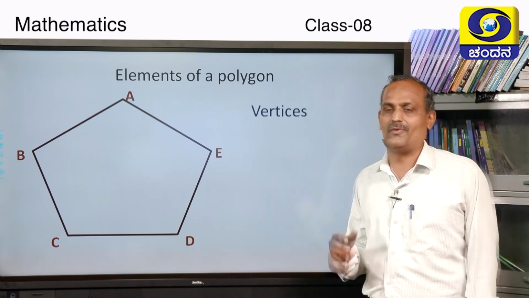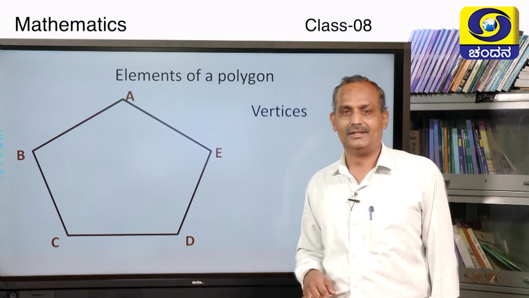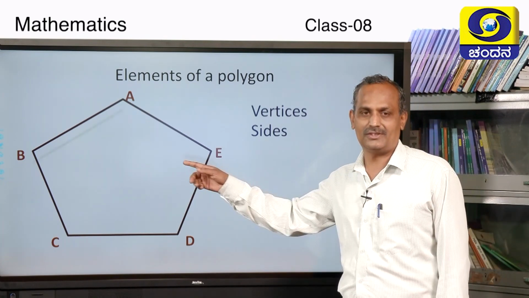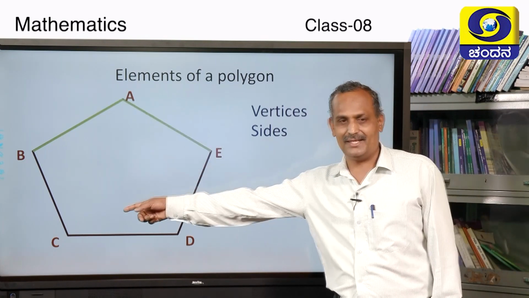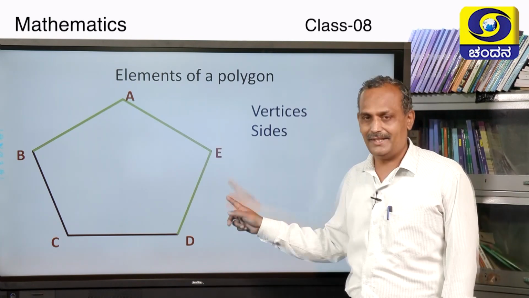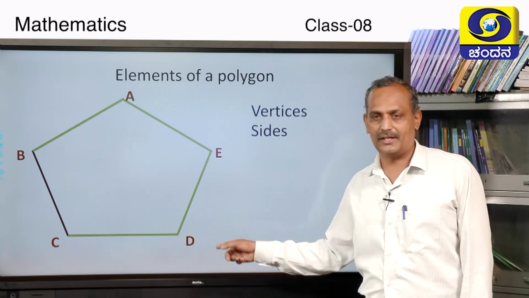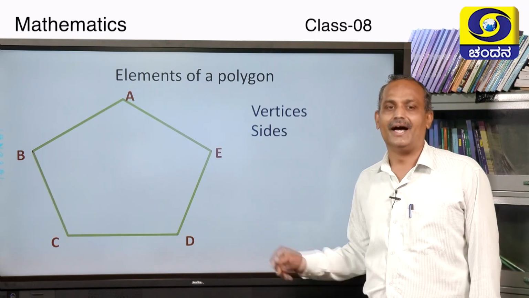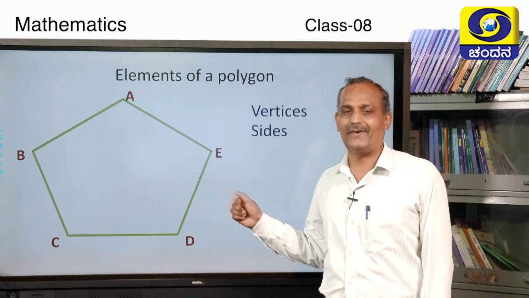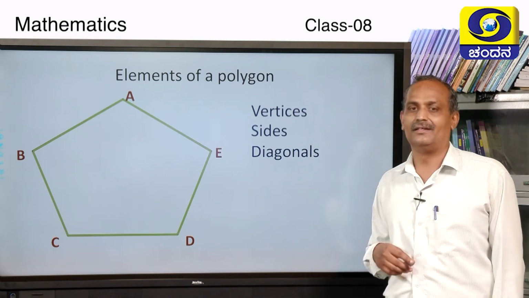Let us list all those elements of this polygon. First of all, there should be vertices. There are 5 vertices here. Vertices is the plural word of vertex. Now, there are sides. Let us name the sides. What are the sides here? AB is a side, BC is a side, AE I have drawn here, AE is one more side, and DE is one more side, CD I have drawn down, it is CD. How many sides are there in this pentagon? There are 5 sides.